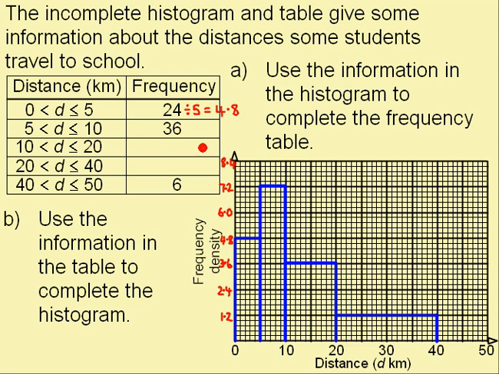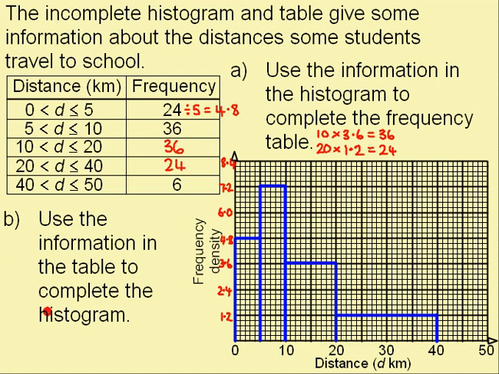Now to get this missing answer here, I need to find the area of this bar here. So I can see that the width is 10 because it's between 10 and 20, and I know that the height now is 3.6. 10 times 3.6 is 36, so this is this answer here. I do this one in a similar way. So I can see that the width is between 20 and 40, so that's 20. The height is 1.2, and 20 times 1.2 is 24, so that's this answer. So I've now completed the frequency table.